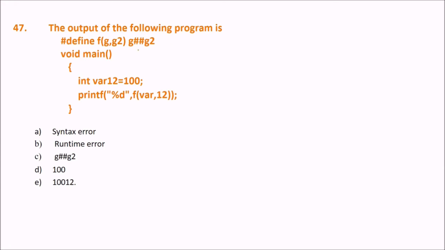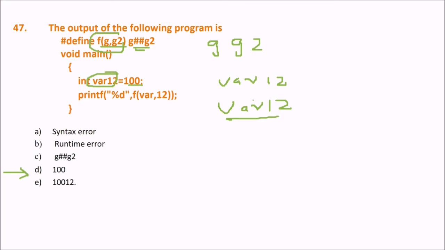We are talking about this double hash. So double hash does what? This is just a concatenation operator. So the result will be g g2. So the answer is D, 100. You are passing g as var and g2 as 12. So what is this function going to do? This is going to combine g, g2, so the final will be var12. And what is var12? Var12 is 100. This is only combining it together, joining. So g, g2 will become var12. Var12 value is 100, so 100 will be printed.